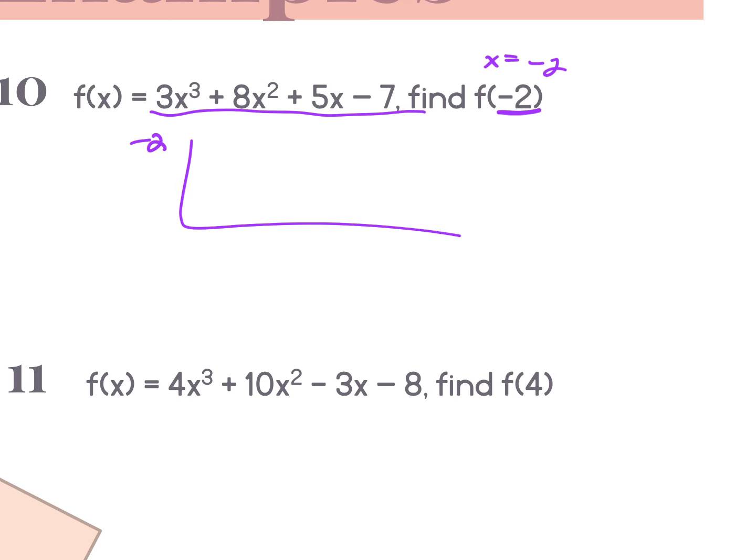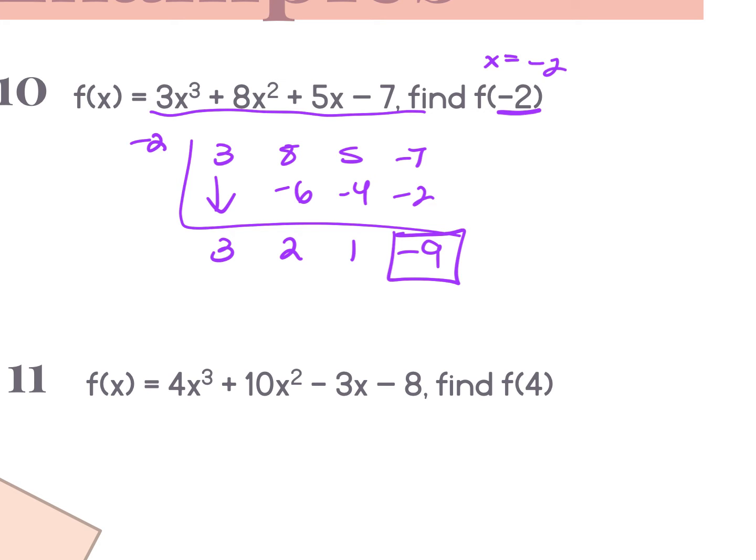This is in decreasing degree order. I'm not missing any terms. So I start synthetic division. 3, -6, 2, -4, 1, -2, and -9 is the answer. I don't need anything else, just -9.